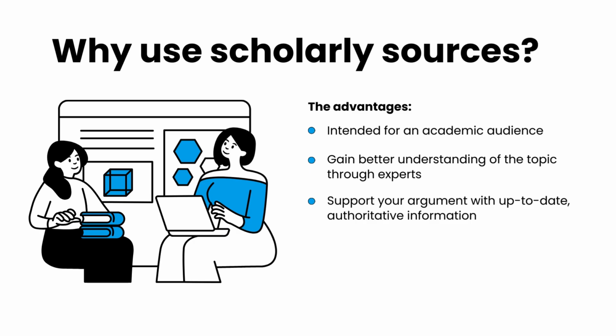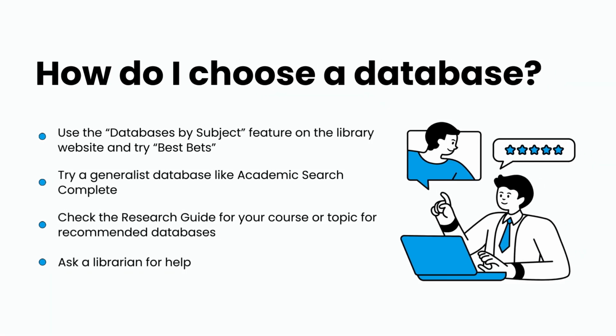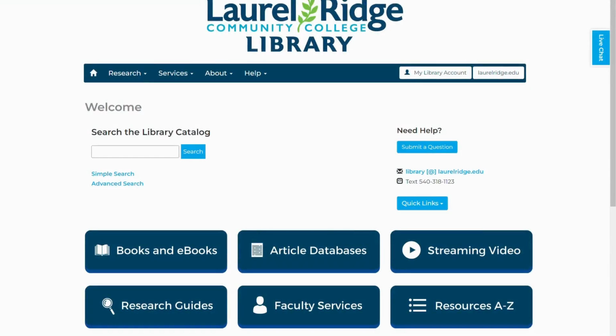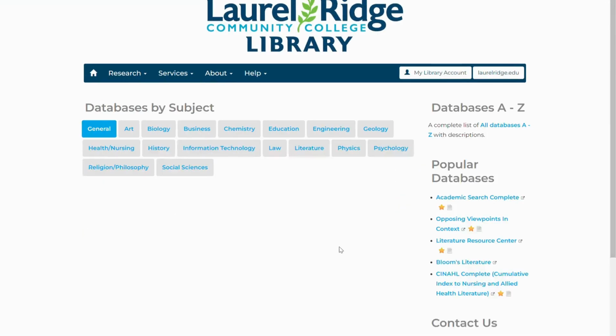Using the peer review filter will also return fewer articles, which can make reviewing your results easier. Because the library has access to numerous article databases, here are a few tips for how to decide which to use. First, you can try the databases identified as the best bets for a given subject area, meaning a database which you may have the most luck finding sources with. You'll find these best bets while viewing the article databases by subject on the library website.